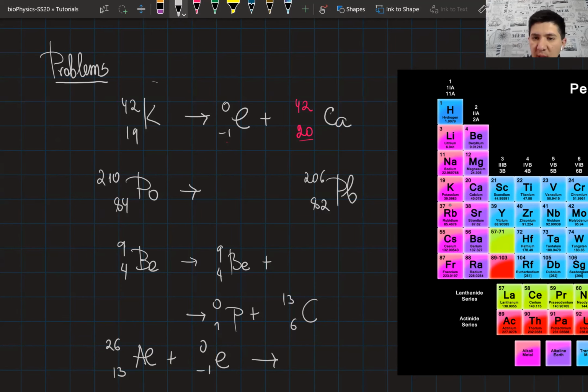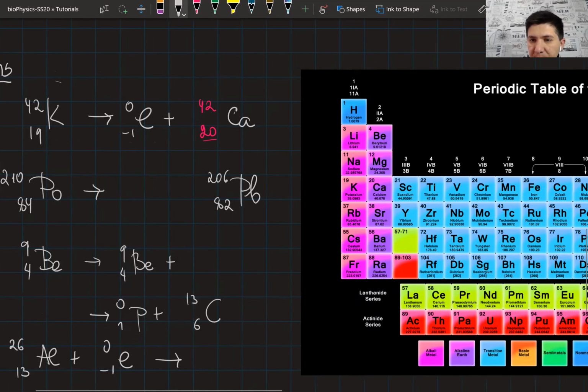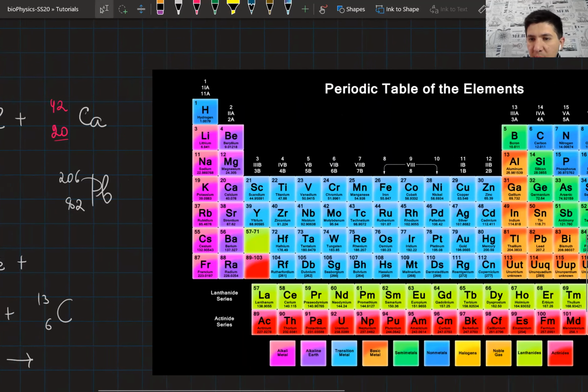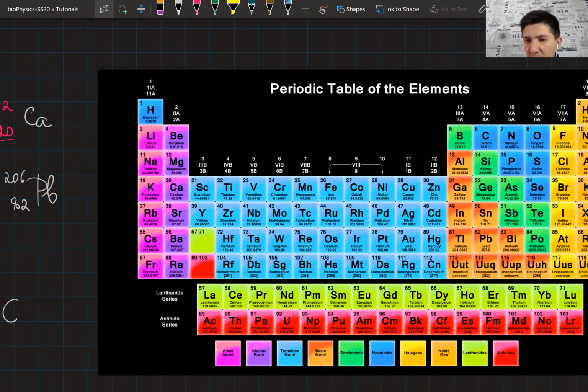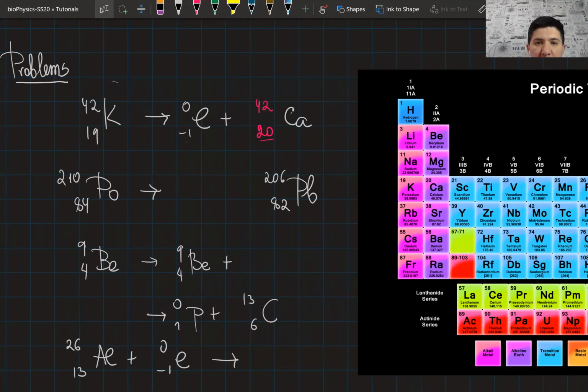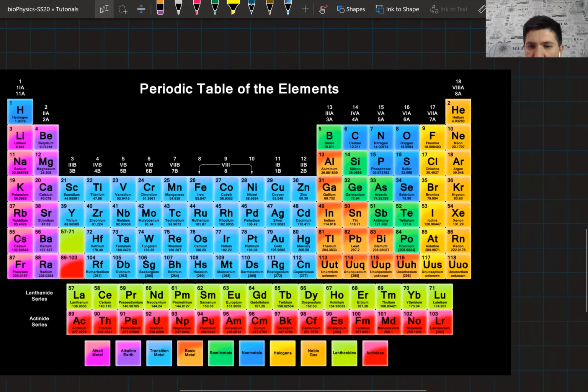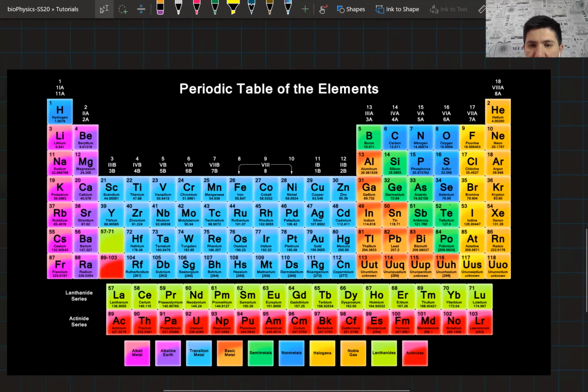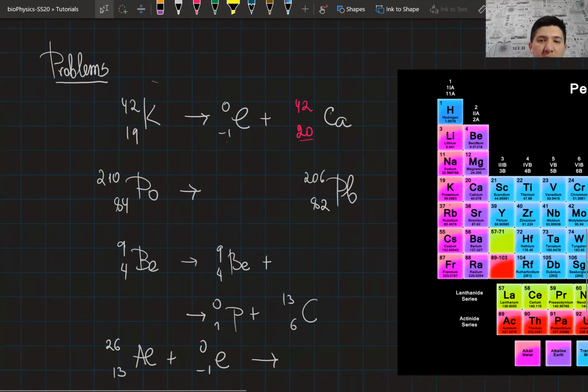So let's go to the second problem. 84. We've got polonium with the atomic number 84. So it's going to produce lead with the atomic number 82.